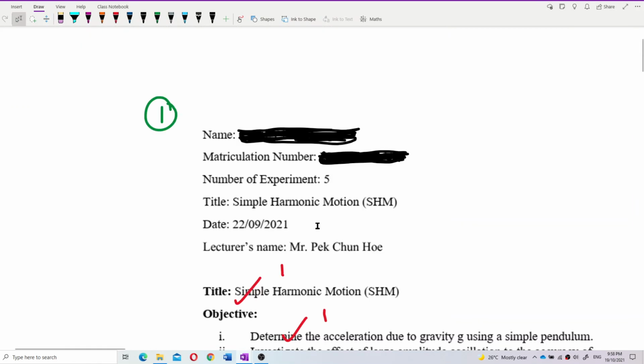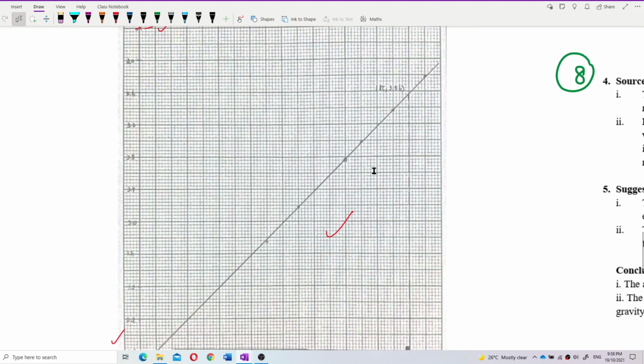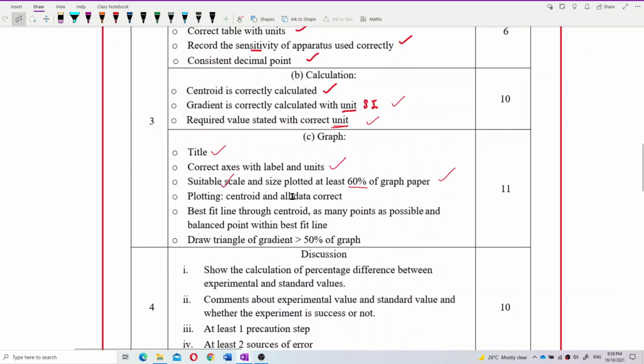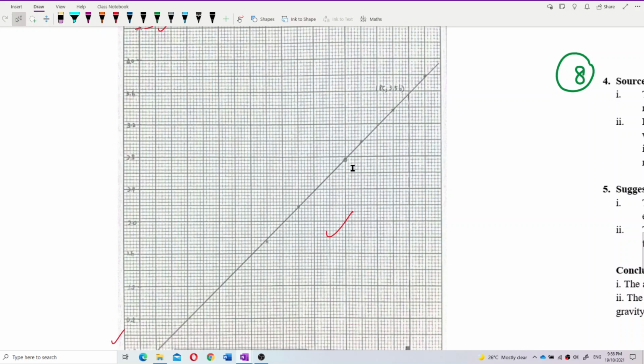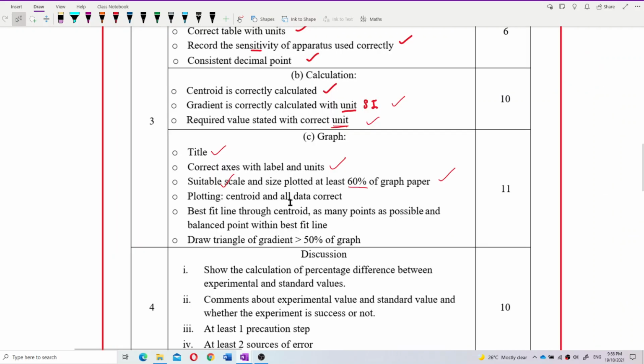Hold on a second. Okay. Got centroid or not? The centroid. Yes, you see that? There's a centroid there, just a cross and circle. Good. Got centroid. And all the data plotted correctly.